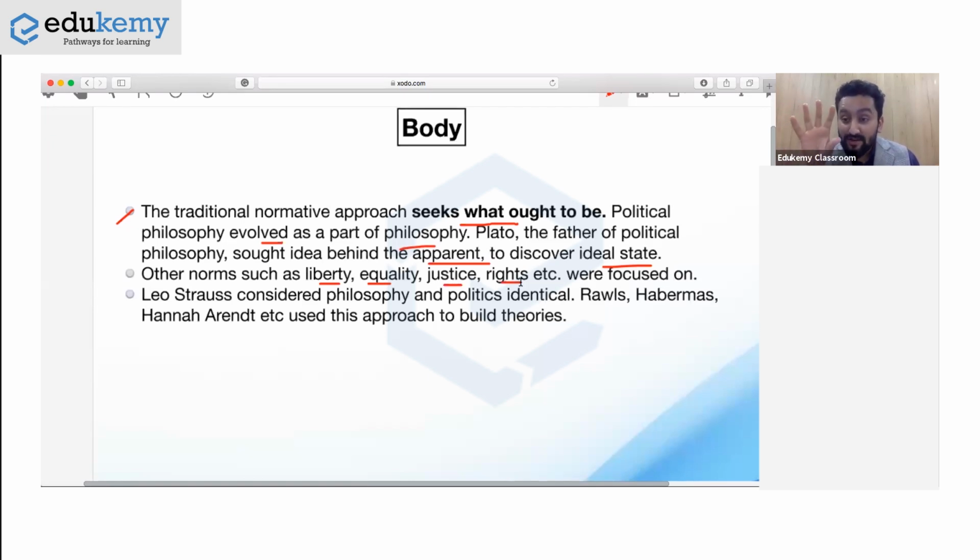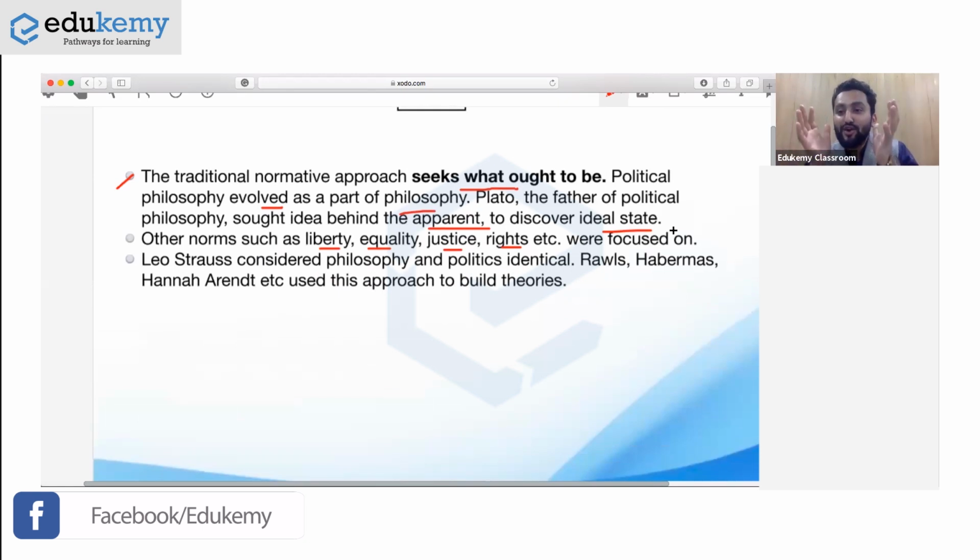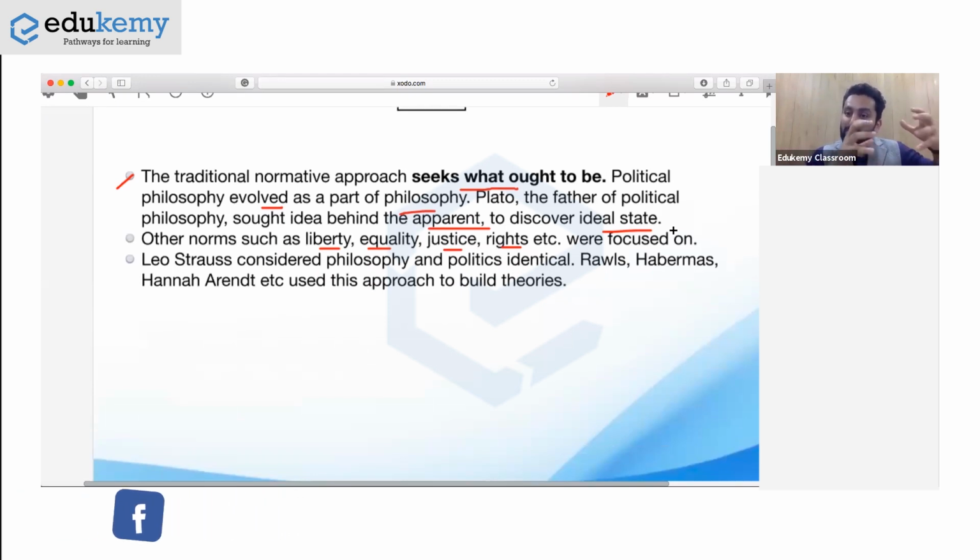And when you read this, you can clearly see that actually this is the normative approach. Equality is also talking about what ought to be. Justice is also talking about what ought to be, how things should work. Rights is also talking about how things should work. So all of this was going on in Europe, right? Interesting thing is when we talk about behavioralism, behavioralism as a movement in political science evolved in the USA. The American Political Science Association is one major contributor.